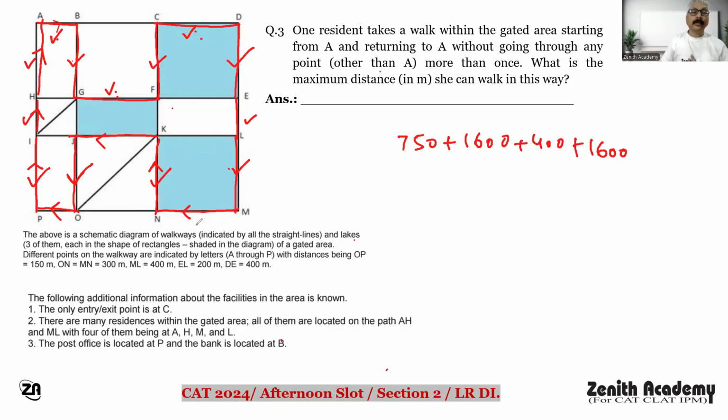And this is 300, 300, 600 and 150. So added, it is 5100. So now see the next question. Question number 4.